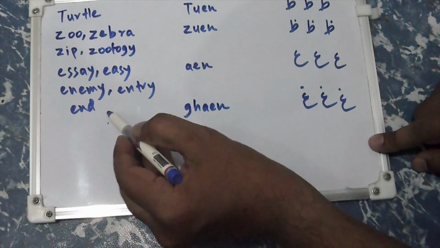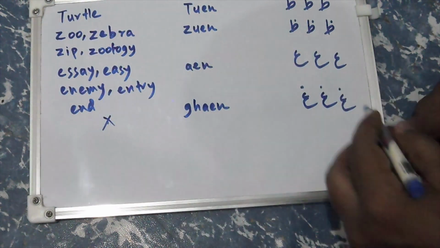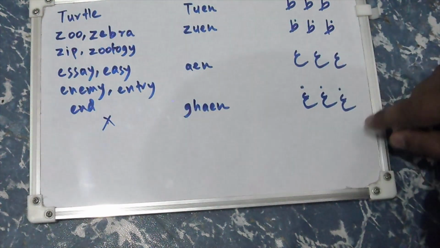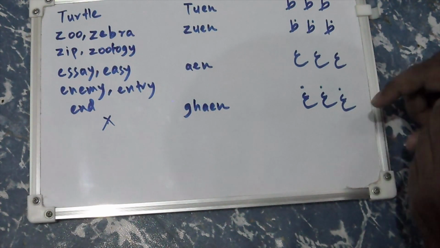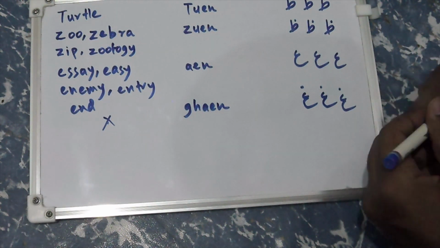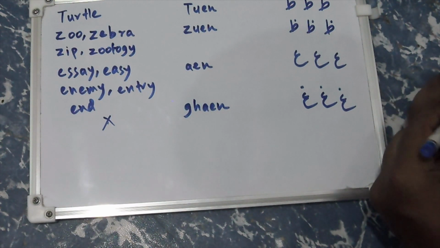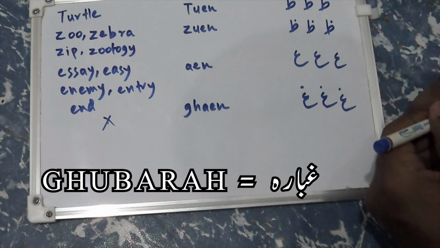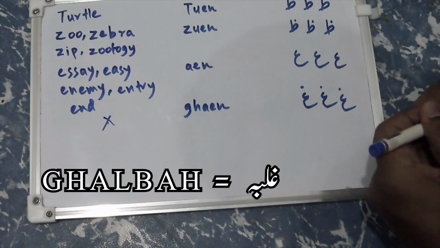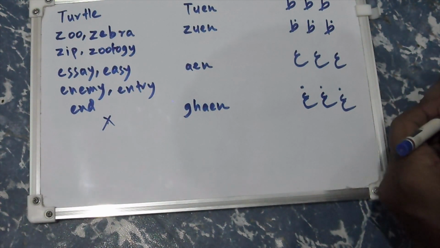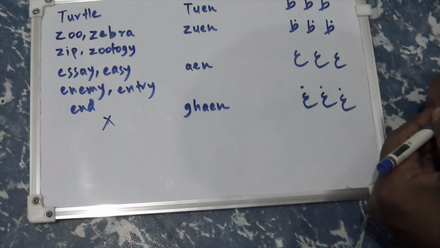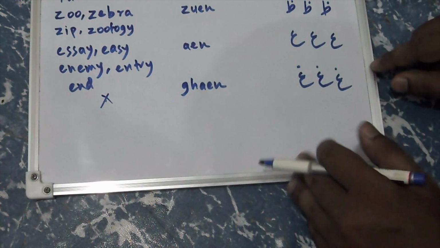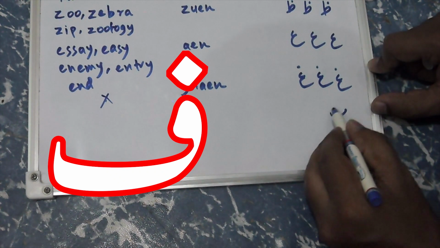And according to my knowledge, there is no word in the English language which contains the sound of Ghain. In Urdu we have this alphabet Ghain, and we pronounce so many words in Urdu like Kubara, Gulu, Ghalba, Ghalib. These are a few words which contain the sound of Ghain, and we will be using these words in Urdu. And after Ghain, we have the alphabet Fe.